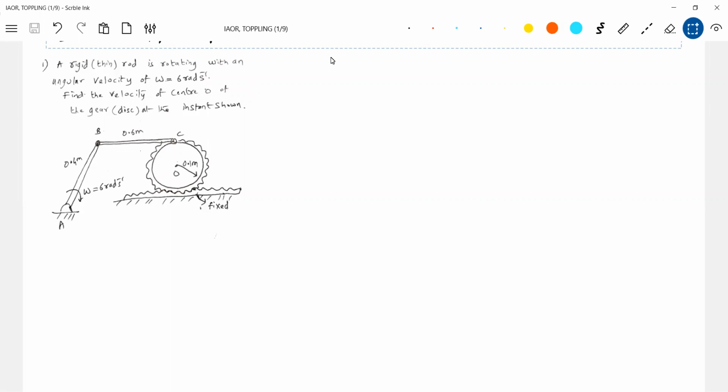At that instant is telling. So we have to look at this one. What is the velocity of the point? The angular velocity of the rod AB is equal to 6 radians per second. So what is asked is the velocity of the center of the gear. This is the gear. I think somewhere nearby in the diagram. Let me write, this is the gear.